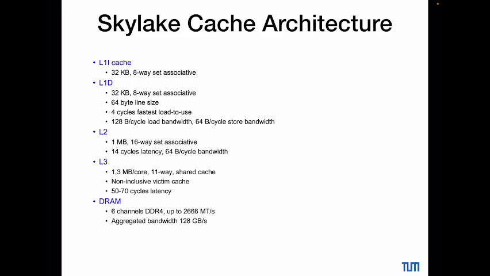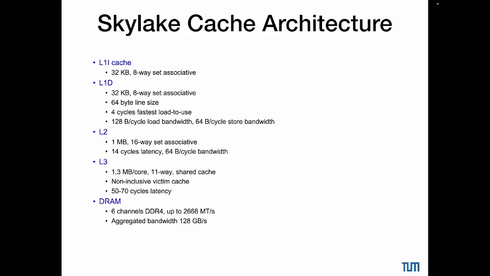So you have level 1 caches, which are pretty small, 32 kilobytes here. Then you have level 2, still private in the core, 1 megabyte, and then you have a level 3, and that is 1.3 megabytes per core, so up to 30 megabytes of level 3 cache.